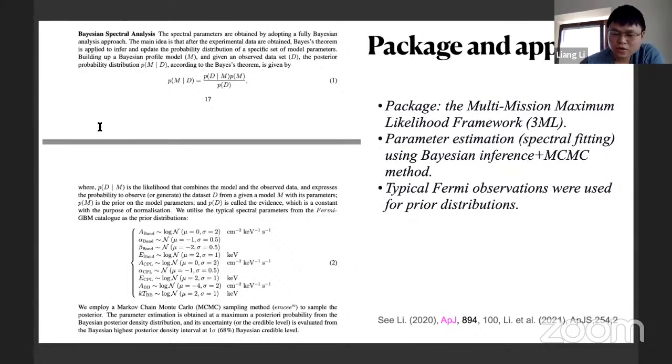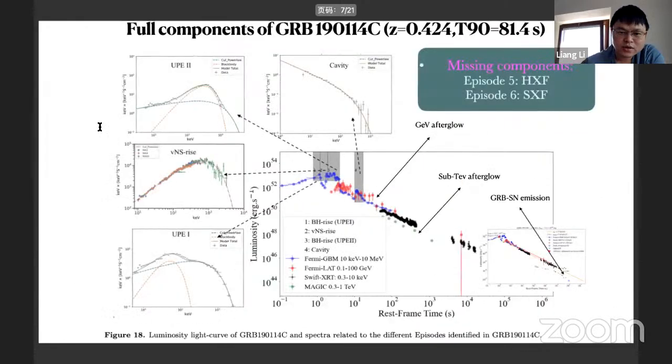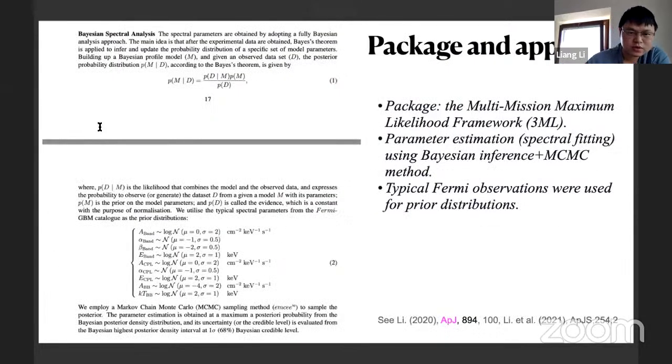This depends on which model you use. For example, if you use the Band function, there are only 4 parameters. If you use the cutoff power law, there are 3. If you use the cutoff power law plus a breakpoint, there are 5 parameters. This depends on which model you use.